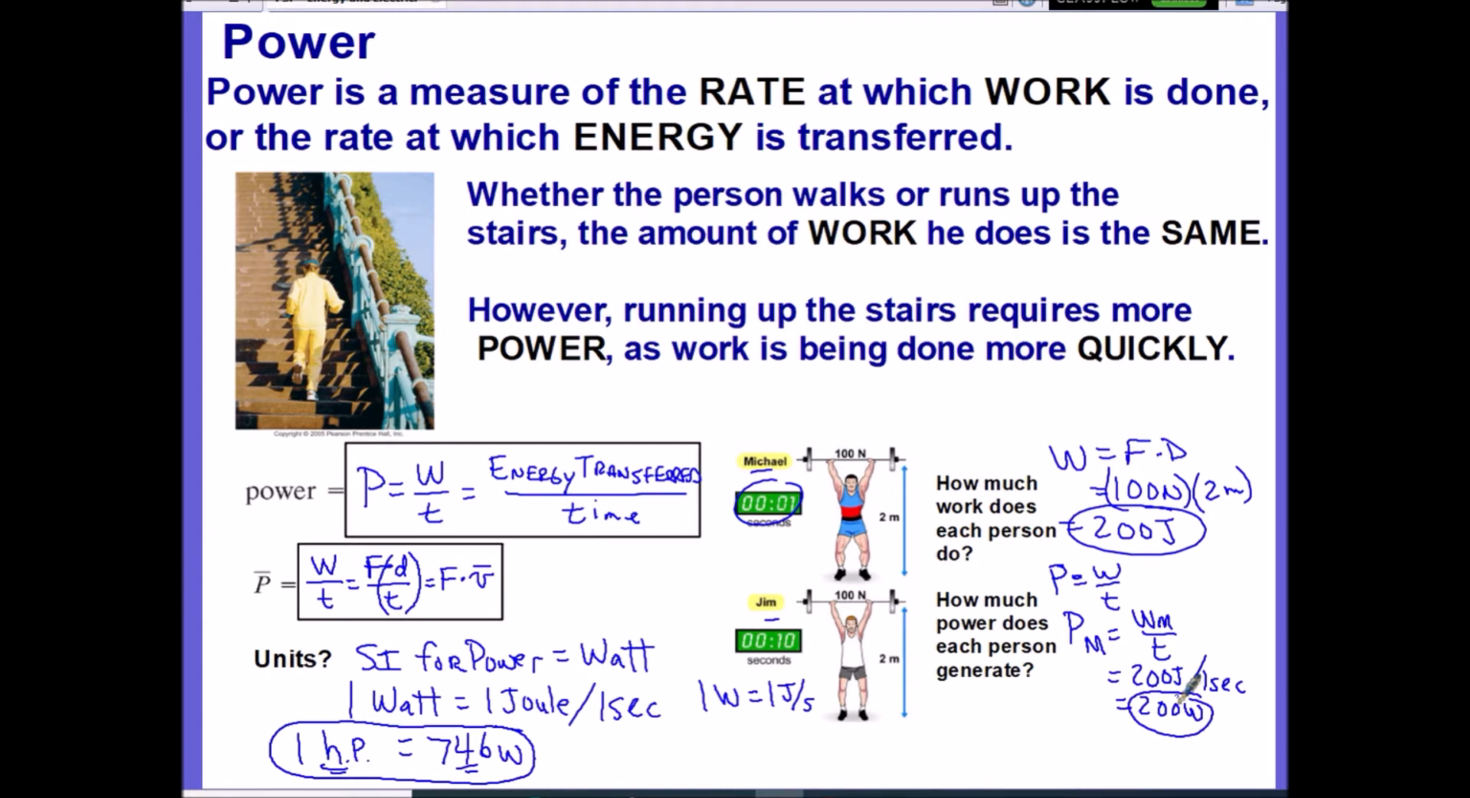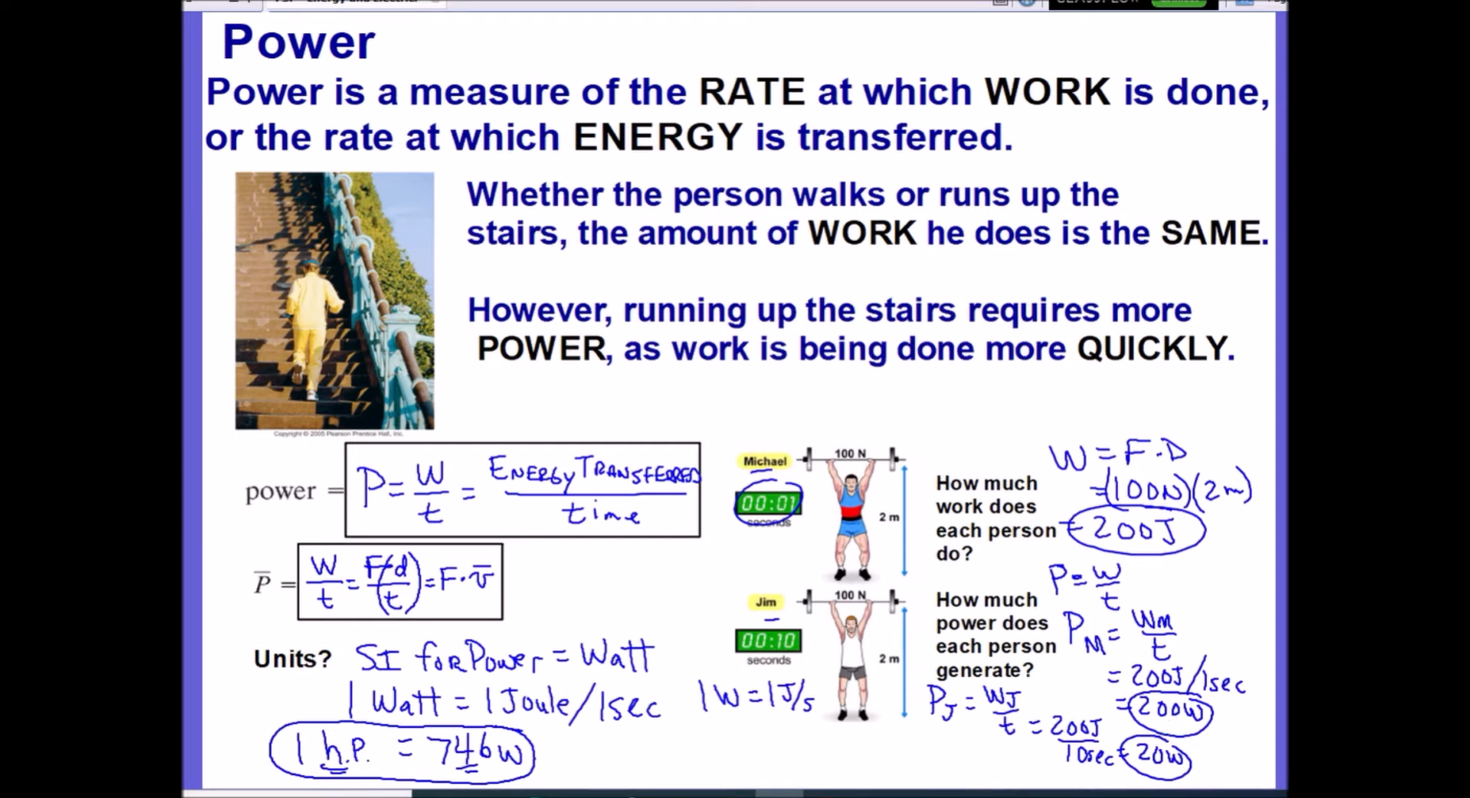When I look at Jim, I see that Jim did the same amount of work, but it took longer to do that. So 200 joules in 10 seconds means that he developed power at a rate of 20 watts. Okay, so same amount of work, but different powers because they did that work at different rates.